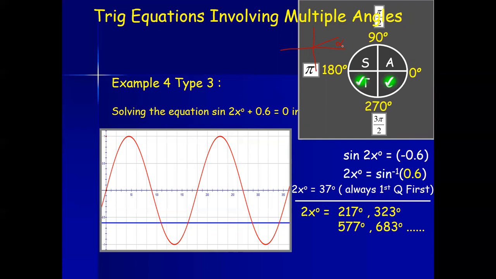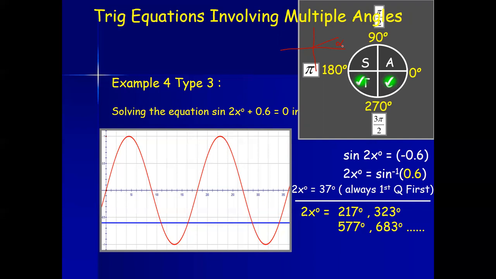Which is your 180 plus 37. And the 360 minus 37, which gives me 323. At this stage, because you're looking for 4 answers, you treat 2x as if it was the 360 period. So you add 360 to your first answer, and then you add 360 to your second answer. And now you've got 4 answers.